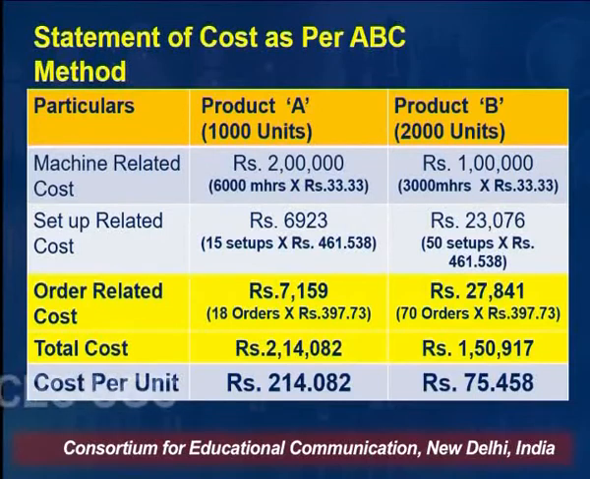When we look at the setup related cost, of course the same process: number of setups of product A multiplied by the per unit cost which we have computed, and it is giving me a value of rupees 6,923, and for product B it is rupees 23,076.